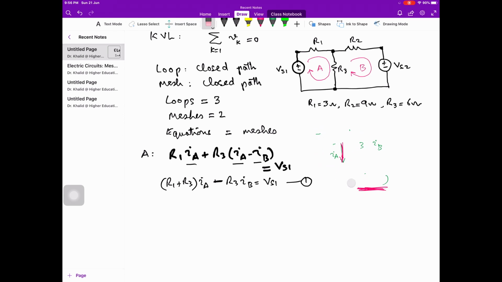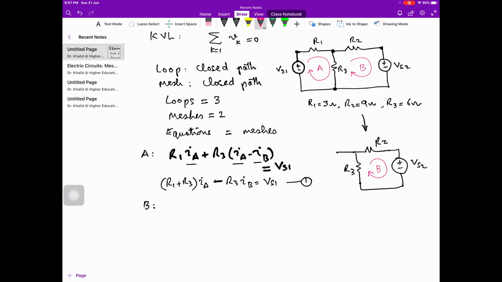And now we will write the equation for mesh B. I will reproduce mesh B over here again, leaving the original circuit intact. This is R3. Only mesh B is reproduced over here, and we have assumed that the direction of current flowing in mesh B is clockwise.